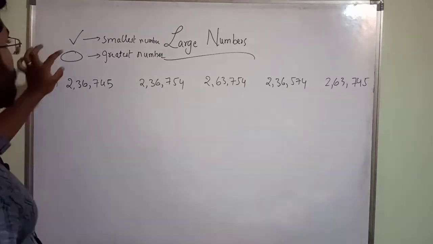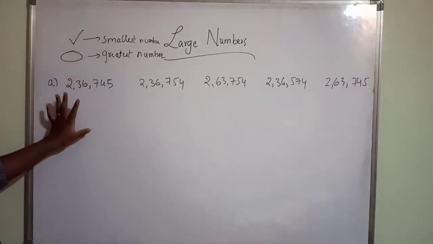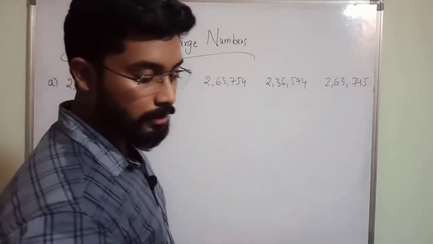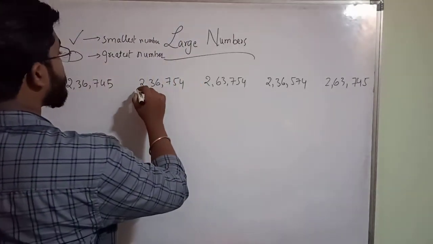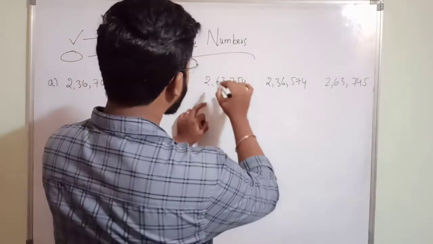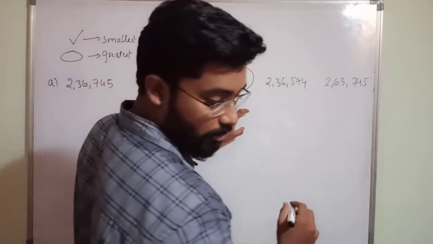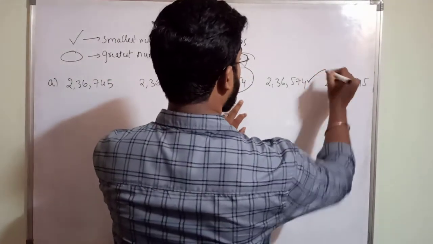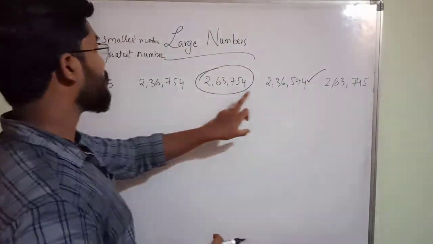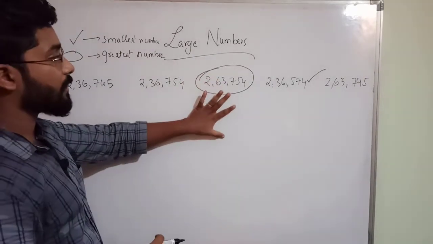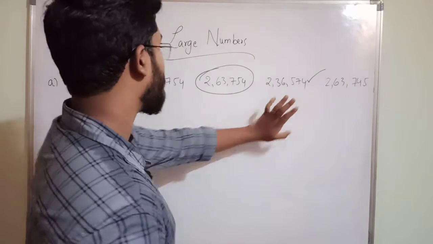You have to tick the smallest number. What is the smallest number in this? He has already given. This is the greatest number, third one. This one he has already given. From next you have to do. This is the smallest number and this is the greatest number. How is this the greatest number and how is this the smallest number? Let's see.